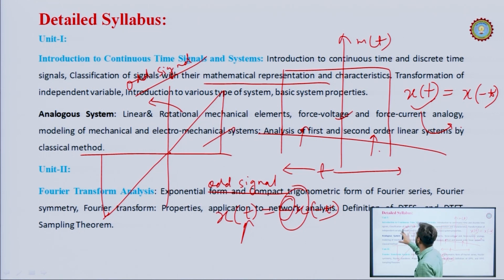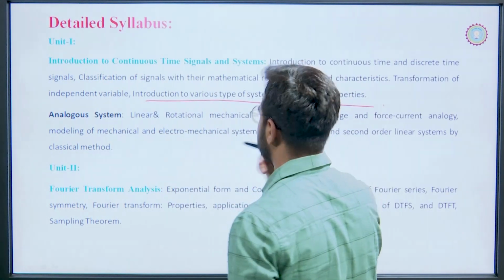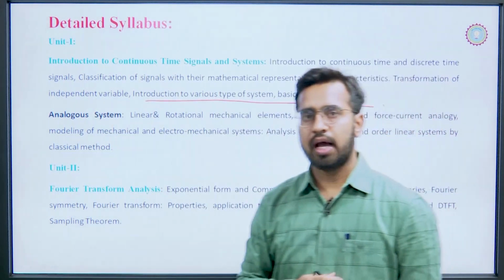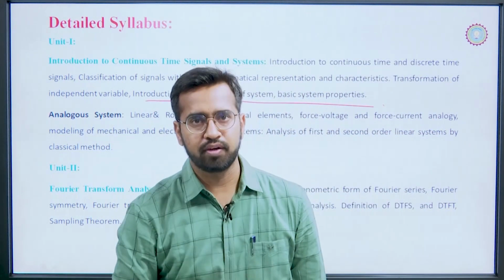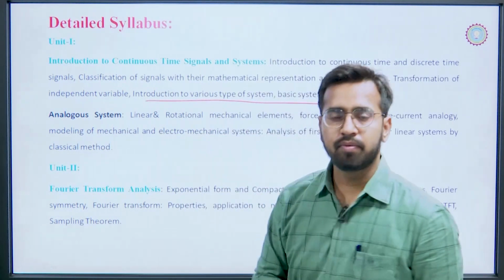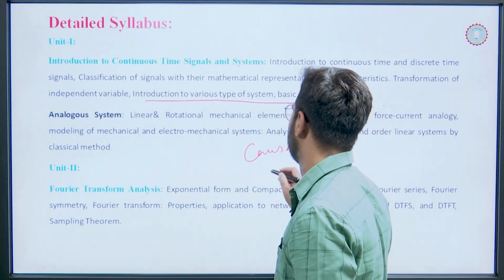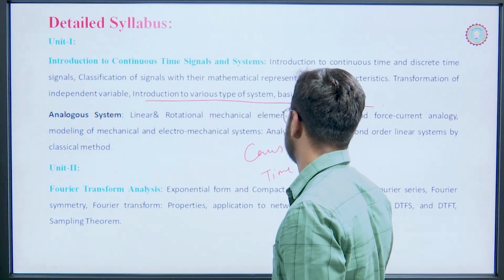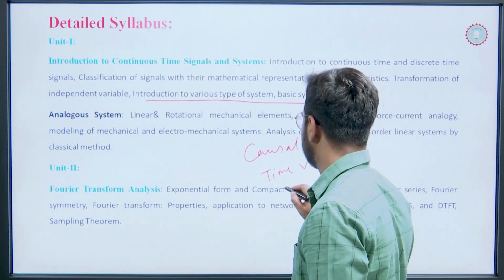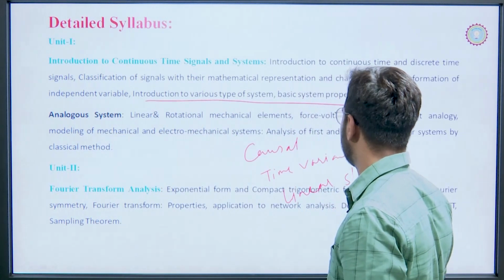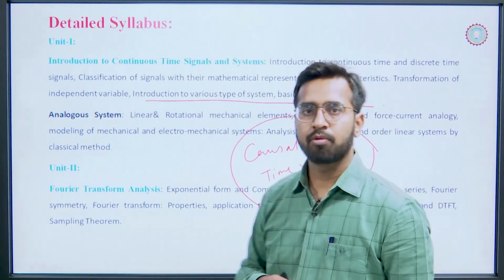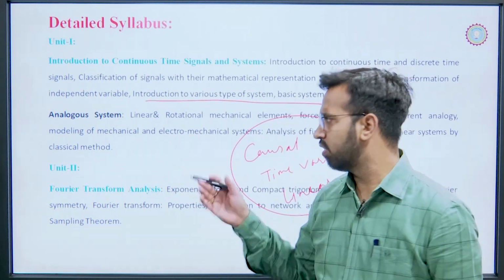We will be studying how we represent signals mathematically and through graphs. Okay. The third topic is introduction to various types of systems and basic system properties. As we had different types of signals, similarly we also have different types of systems, and every system has some properties. That is, causal systems, time variant systems, and linear systems. These are all properties of a system. We will study this in detail.